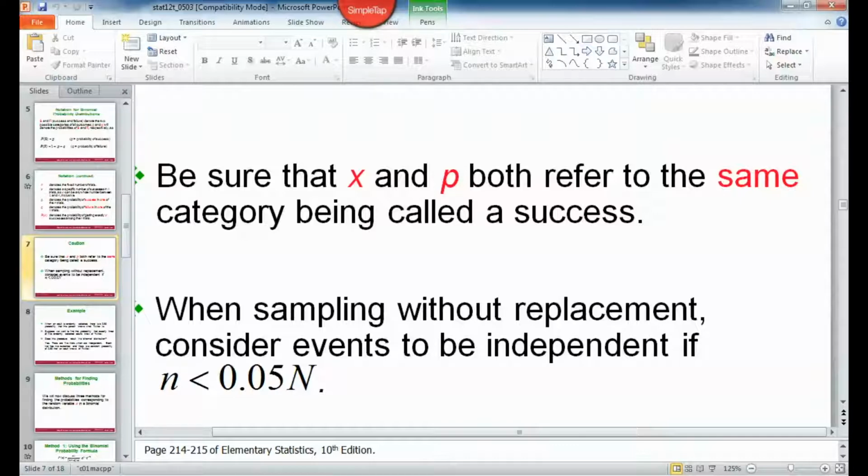You just need to make sure that the X, whatever you're talking about in the problem, and the lowercase p that you use in the formula we're about to cover relate to the same thing.